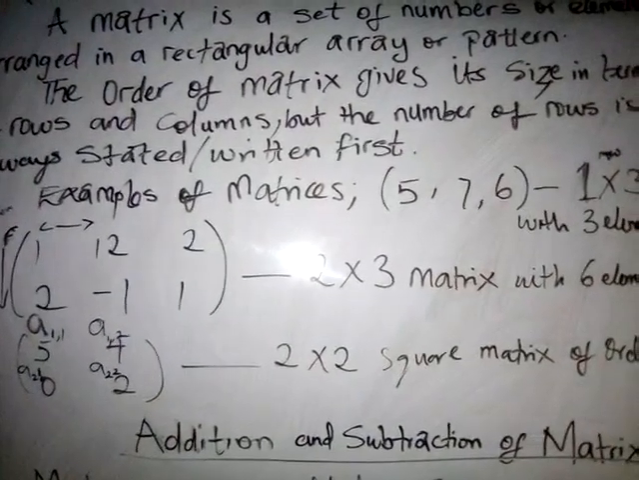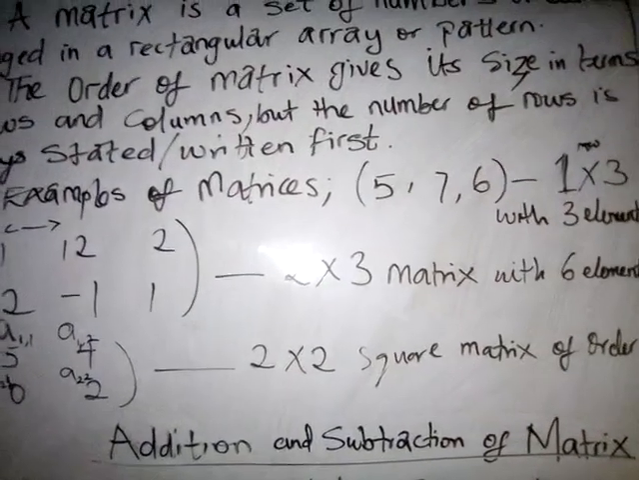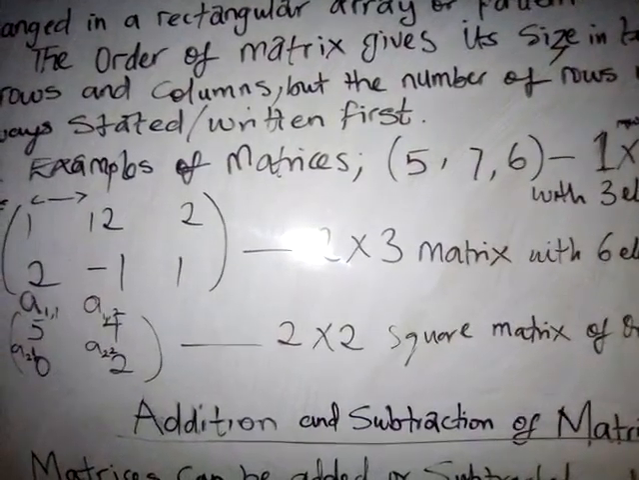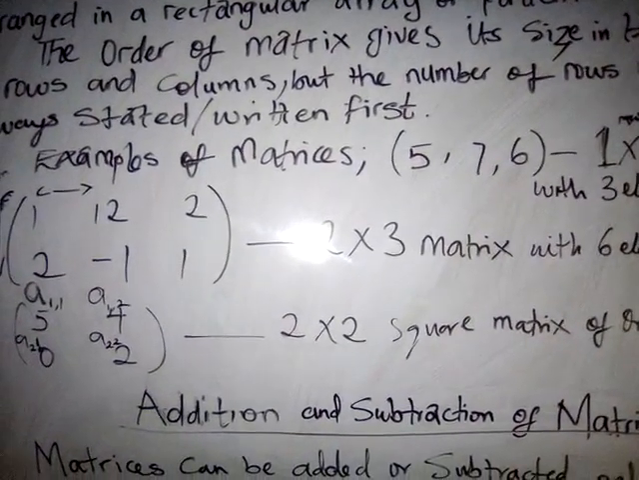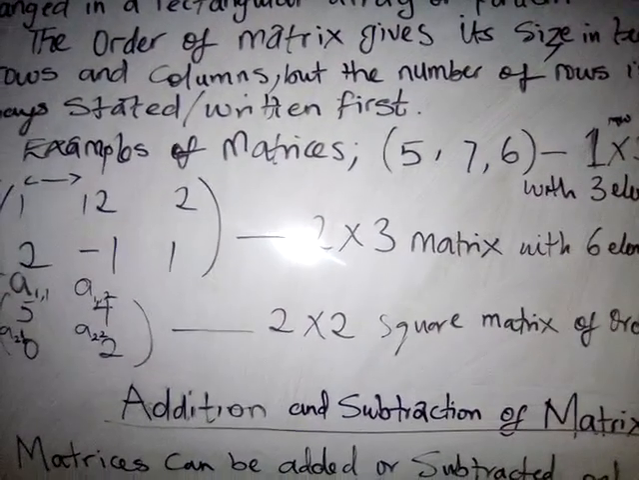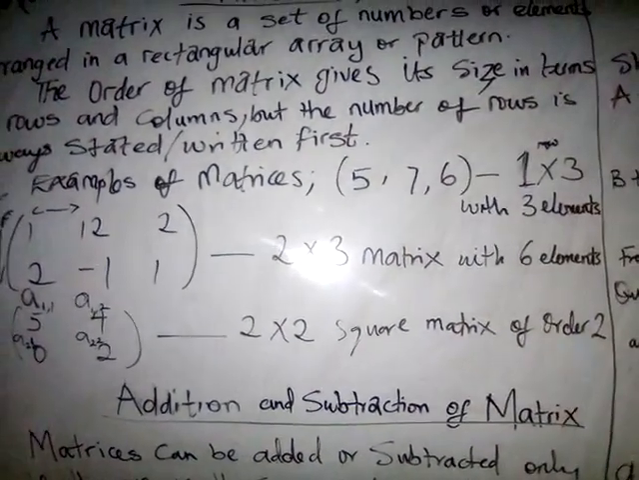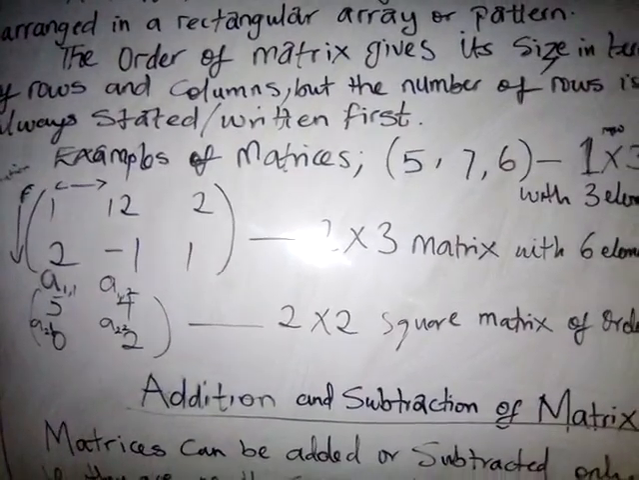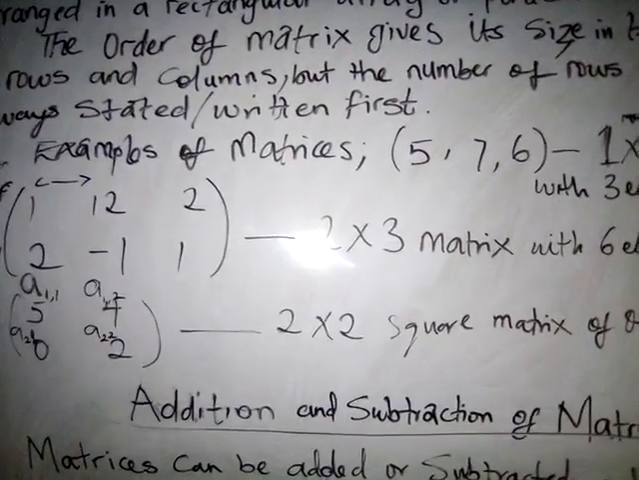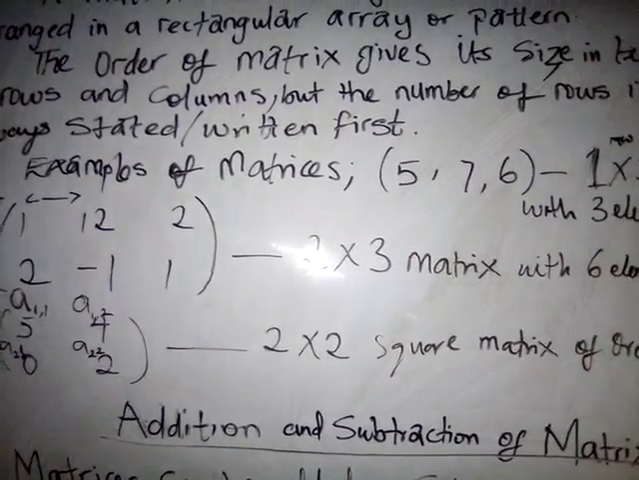If this is the first time you are hearing about matrices, or you have done questions in matrices before, this will highlight and give a deeper understanding of it. The order of a matrix gives its shape in terms of rows and columns, but the number of rows is always stated or written first. Examples of matrices are what?